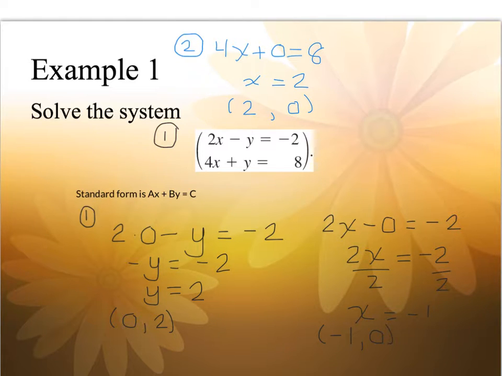Now, the y-intercept. I'll plug 0 in for x. Obviously, 4 times 0 is 0, and 0 plus y is y, so y must equal 8. So when we substituted 0 in for x, we got y equal to 8. So again, we can graph that line easily by connecting the points (2, 0) and (0, 8) to one another and drawing a line through them.